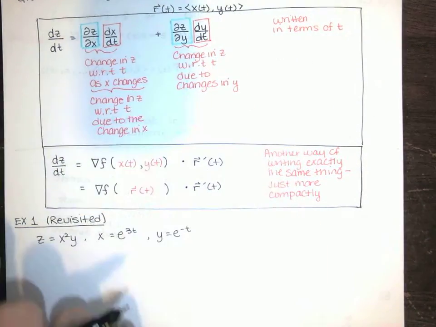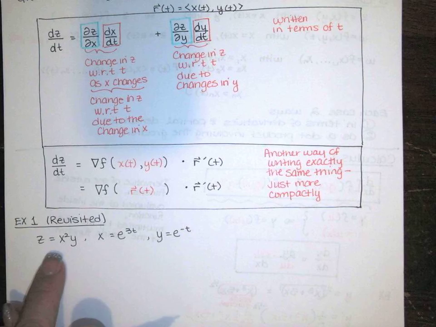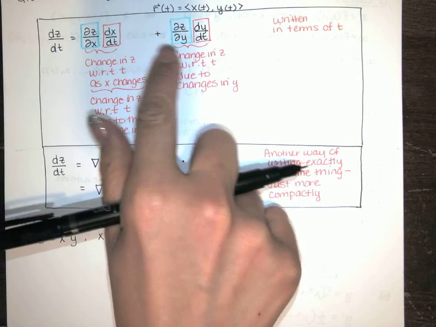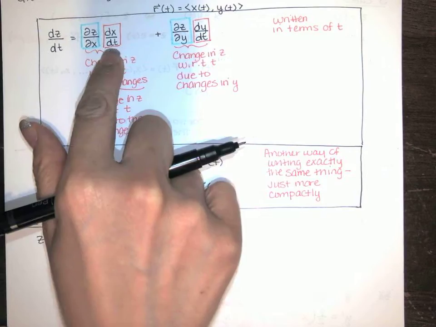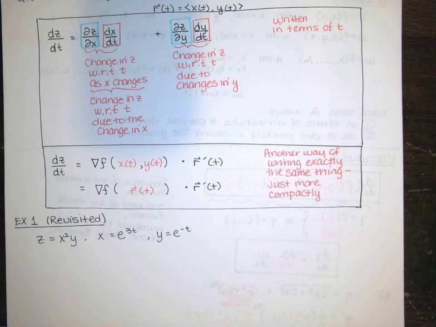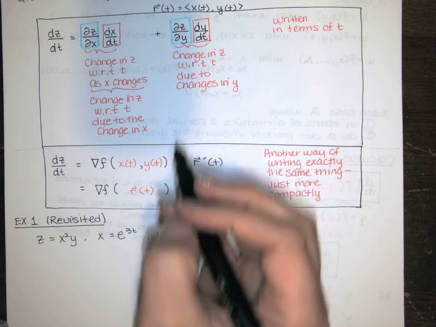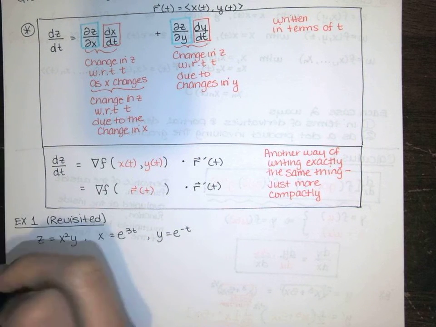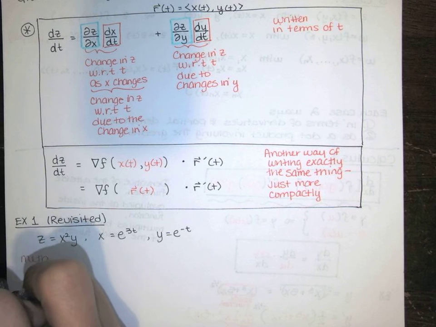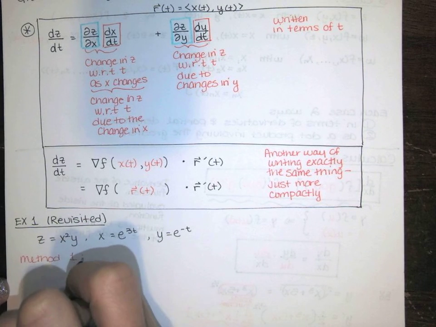So first, let's use this formula. So what I need is the partial of z with respect to x and the partial of z with respect to y. I need the derivative of x with respect to t, derivative of y with respect to t. I need both of those partials written in terms of t, and then I need to multiply everything together. So using this formula, I'm just going to make a note to myself. Method number 1, we're using that starred formula.